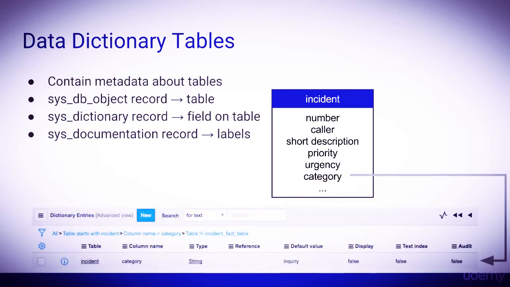Below we can see the sys_dictionary record for the category field on the incident table. This record contains information about the individual field, such as the type, column name, and whether this field is audited.